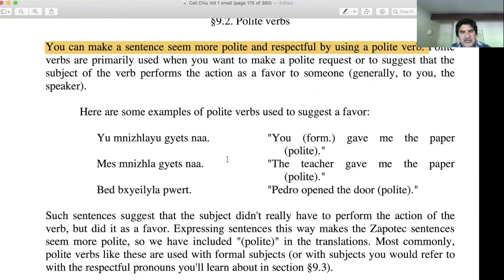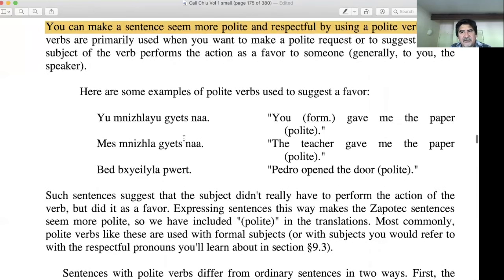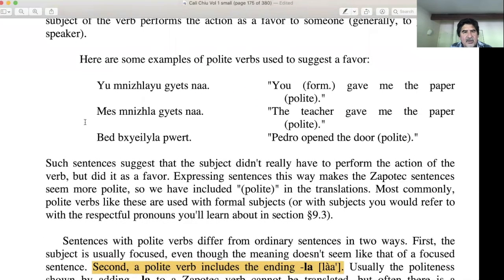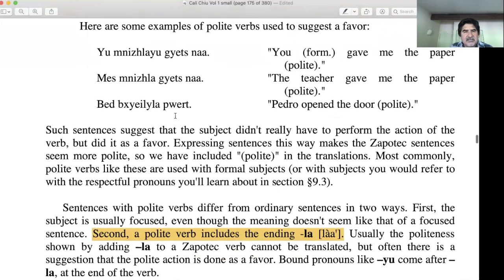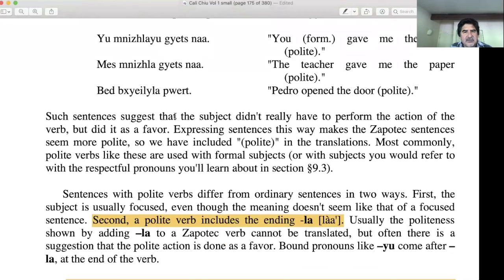But let's go back to the sentence. Again, I'm going to read it for you. You nishla you yetsna. Okay. You, formal, gave me the paper in a polite way. The next one is mes nishla yetsna. Again, mes nishla yetsna. Next, bed shella puert. Okay, bed shella puert.